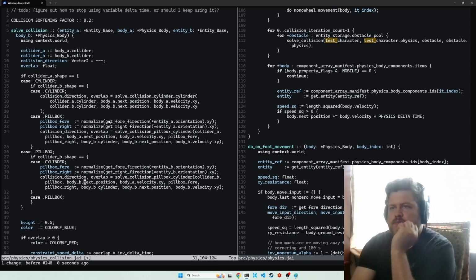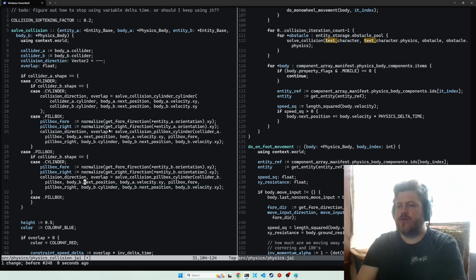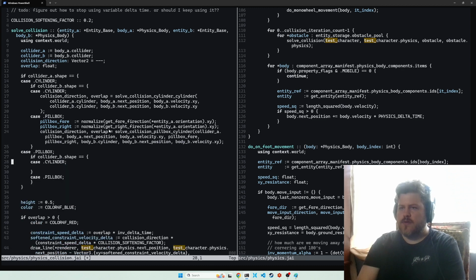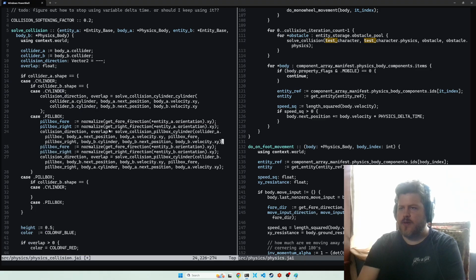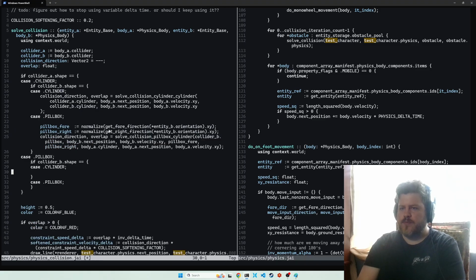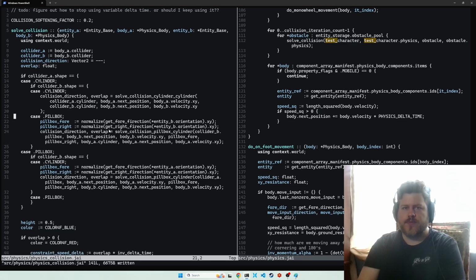Wait, did I do it the wrong way around this? Let me see. So in this case, B is a cylinder. In that case, B is okay. I did it the wrong way. I'll just finish this and then copy paste. Okay, so actually, this goes up here, and this goes down here. Easy peasy. Okay. Nice.